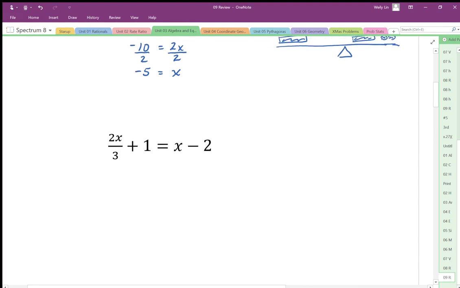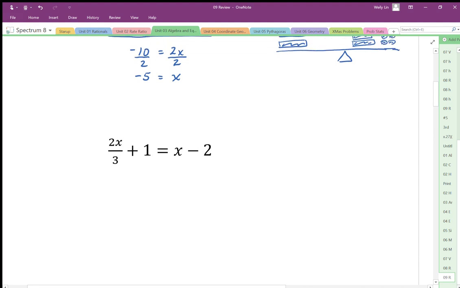Here I have a fraction. Now we can deal with the fraction if we like, but if we want to get rid of that fraction, we just want to get rid of that divide by 3 with a times by 3. So if I times by 3, the times 3 and divide 3 cancel, so I'm just left with 2x. But I have to remember I have to make everything in this balance 3 times bigger. That's going to be a plus 3x minus 6 ones.